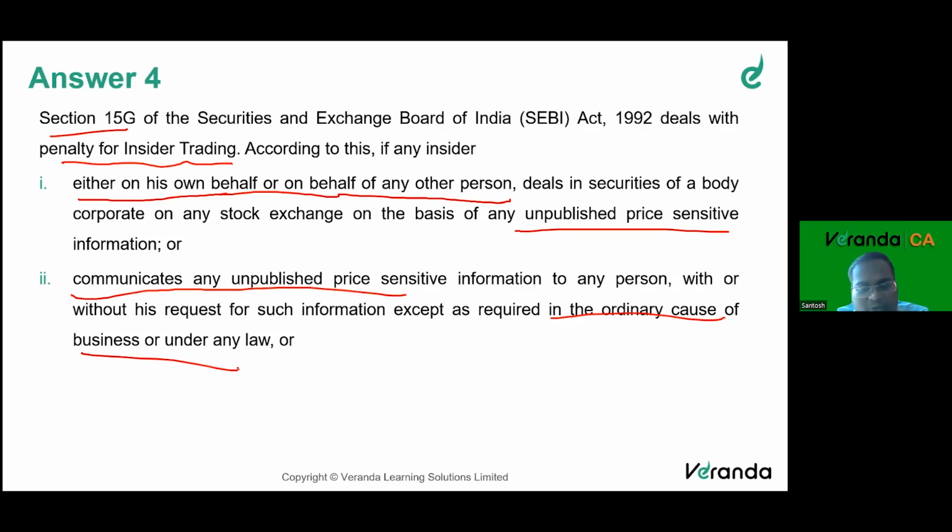Now, why does it say this? Let us say the company secretary is required to send the financial statements 2-3 days before, or whatever the number of days is, to all the board of directors. It cannot be that I catch the company secretary and say you have published UPSI. It is not that way. That is why if it is in the ordinary course of business or under any law, it is still fine. But otherwise, it is UPSI.